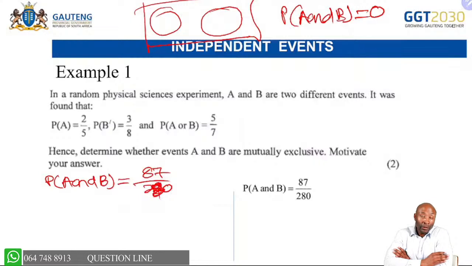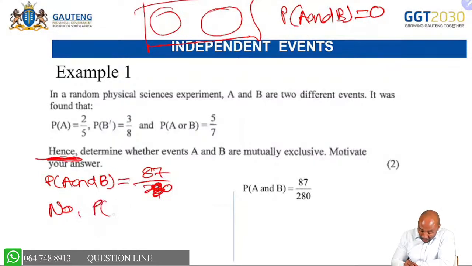We said there should be no intersection, and the term "and" normally involves an intersection. So in this case, you can see it's a "hence" question, meaning using your result from above, you should be able to answer this one. So our answer will be no. They are not mutually exclusive. The reason, because there is an intersection, or the probability of A and B is not equal to 0.